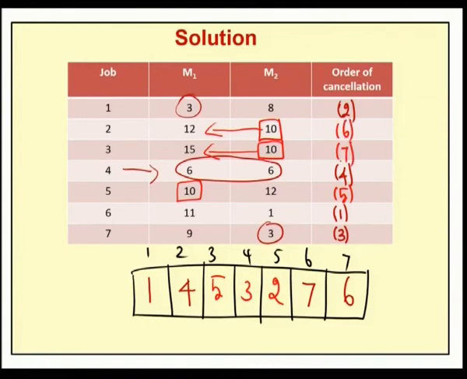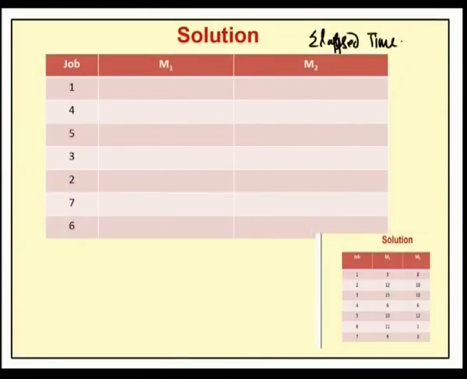So for the given problem, the optimal sequence is 1 to 4, 4 to 5, 5 to 3, 3 to 2, 2 to 7, 7 to 6. So the optimal sequence is: first job 1, next 4, then 5, then 3, then 2, then 7, and then 6. Now with the help of this optimal sequence, next we have to calculate the total elapsed time. To calculate it, we make use of the optimal sequence and the processing times for each machine.